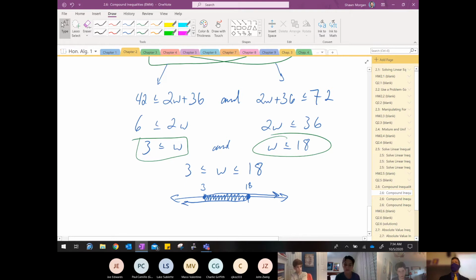What if I wanted to write that? Just curious if you remember this. What if I wanted to write that using interval notation? Luke, what do you think about interval notation? You remember that?